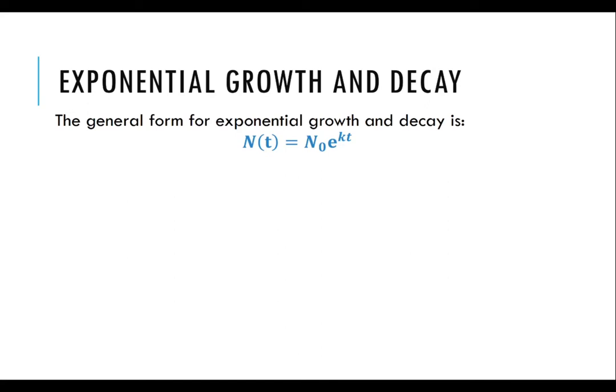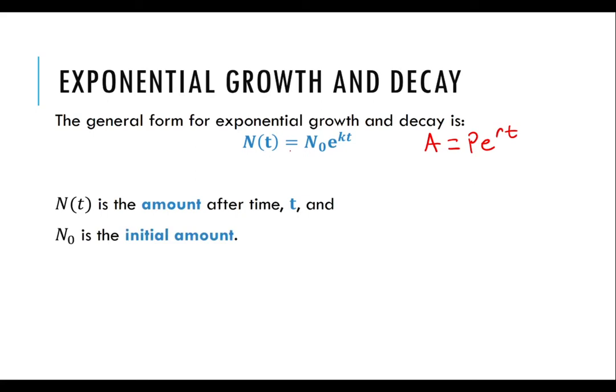If you'll notice, this is the exact same formula as continuously compounded interest. You may not believe me, but our formula was A = P times e to the rt. We're approaching these two things exactly the same way. This N sub 0 is some initial amount, where N(t) is how much we get after some amount of time. But now we're talking about general exponential growth as opposed to strictly talking about money.